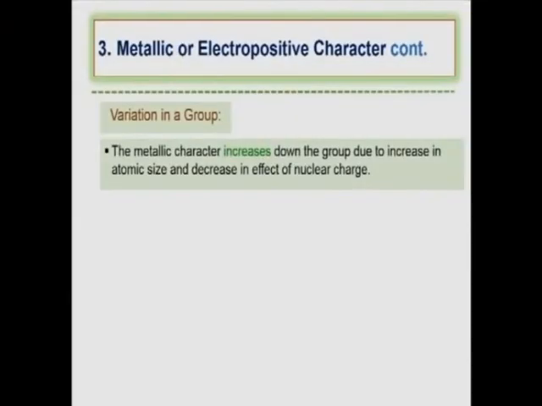What happens in a group now? If you move down in a group, the metallic character increases. It increases because there is an increase in the atomic size and a decrease in the effect of nuclear charge. That is the main reason why metallic character goes on increasing as we move down in a group.